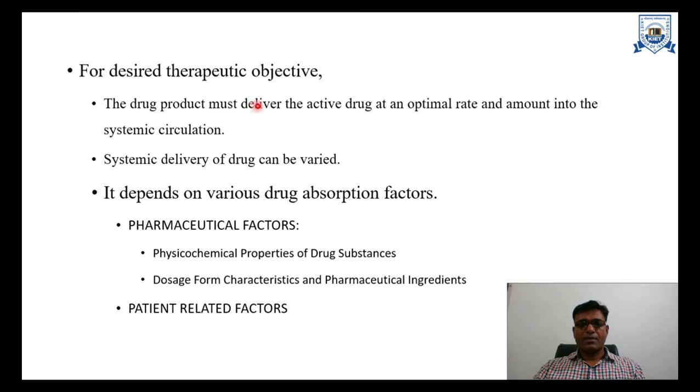Now, for the desired therapeutic objective and pharmacological response, the drug product must deliver the active drug at an optimal rate. The systemic delivery of the drug can be varied, so absorption depends on various factors. These factors can be explained as pharmaceutical factors and patient-related factors. Patient-related factors are also known as biological factors. The pharmaceutical factors are again classified into two types: physicochemical properties of the drug substance, and dosage form characteristics and pharmaceutical ingredients.